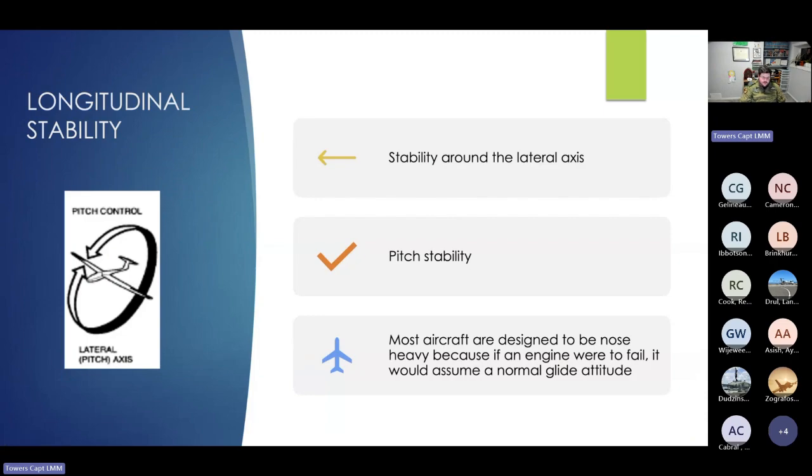So now we'll get into the three axis stabilities. Longitudinal is the first one. It's stability around the lateral axis. It's also known as pitch stability. Most aircraft are designed to be nose heavy because if an engine were to fail, it would assume a normal glide attitude. So longitudinal stability is stability around the lateral axis.